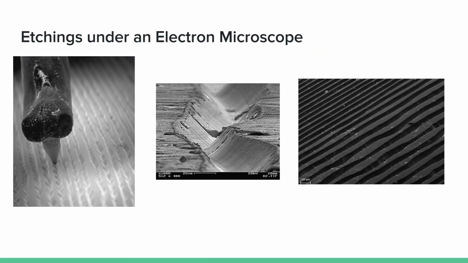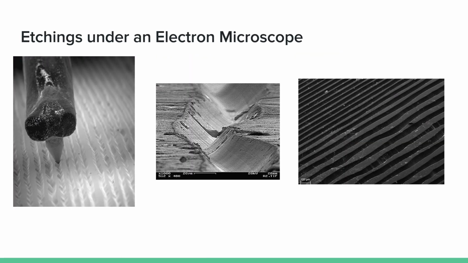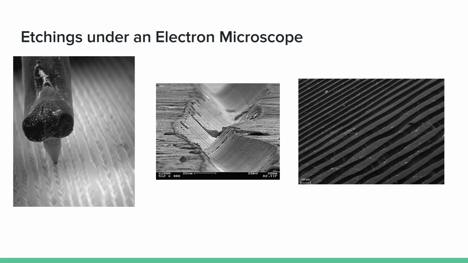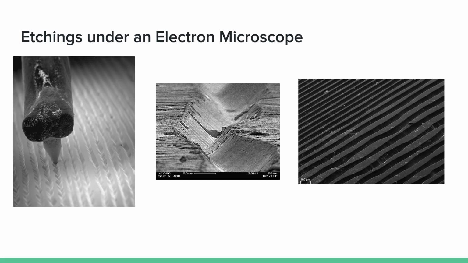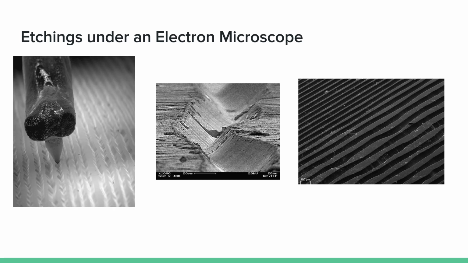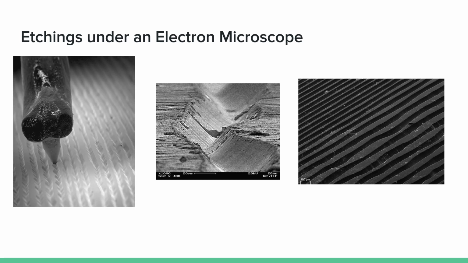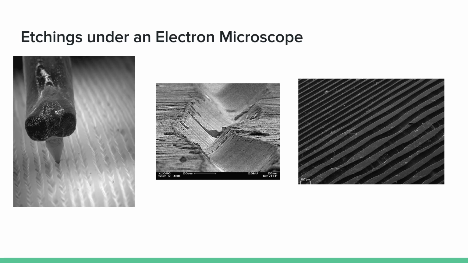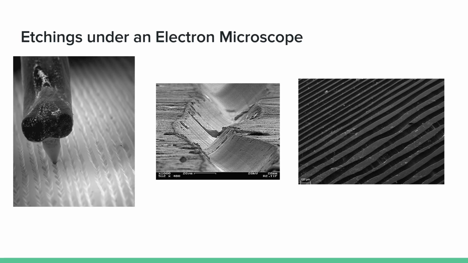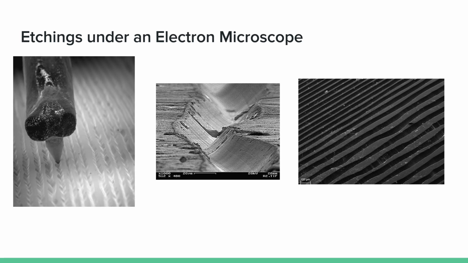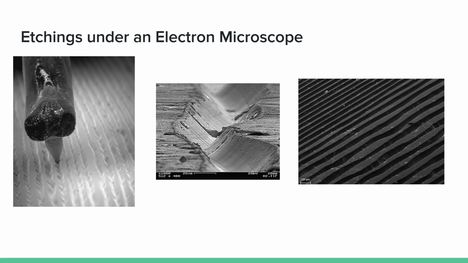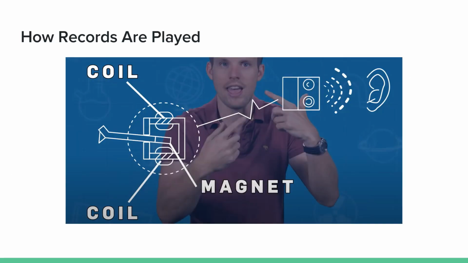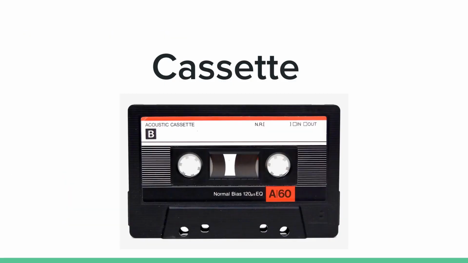This is what etchings look like under an electron microscope, which are very fine-tuned. They're very, very small, and these can be read magnetically to produce sound in the form of electrical output, which is super cool. So this is how some of the older methods of data storage work. They were kind of primitive compared to what they are today, but they're still very complicated and scientifically acute. So let's take a look at a video about how cassettes work.